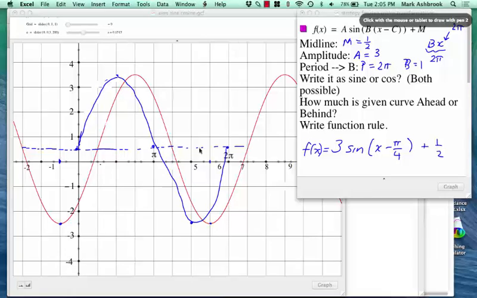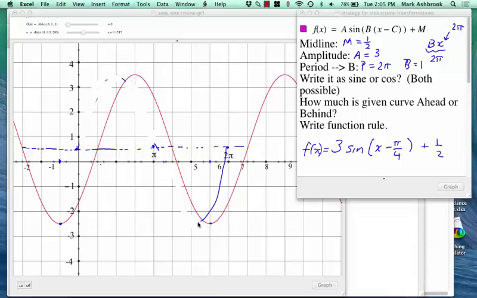Jenna. So the beginning part is basically the same. 3 cosine, open parentheses, x minus 3 pi over 4. Okay, I'm about process, not about answers. Can you talk to me about how we get this? You said 3 cosine of something. You're saying all this is the same, right? Yep. Okay, so now what's our process to figure out how we're going to shift it as a cosine?